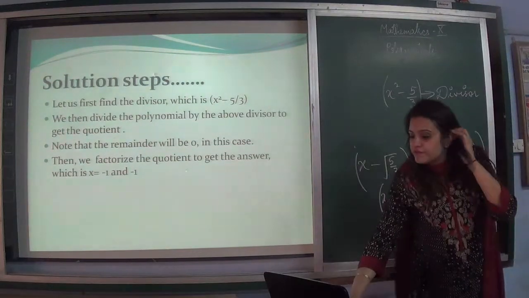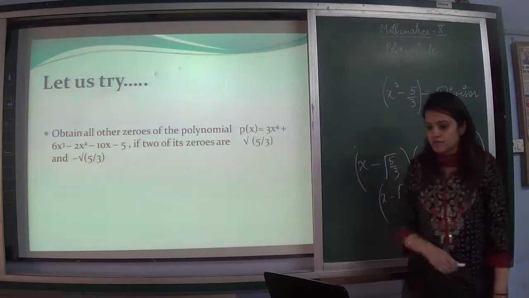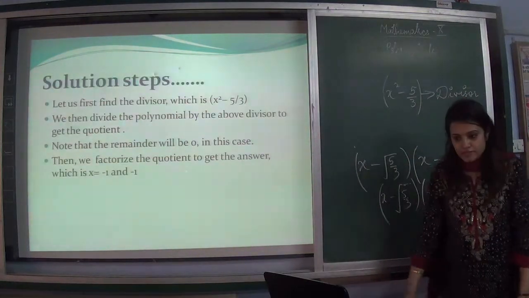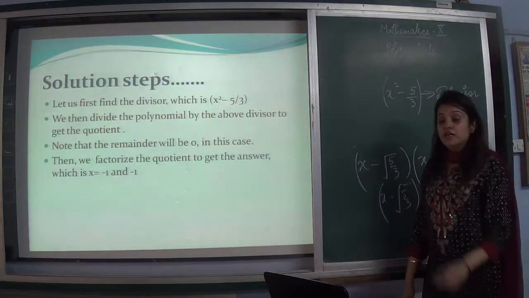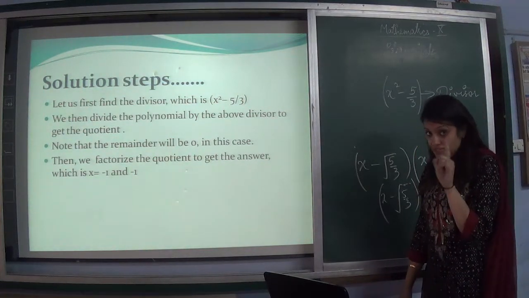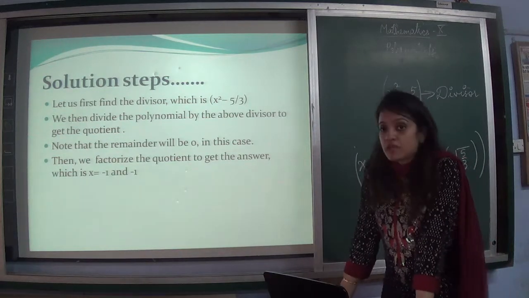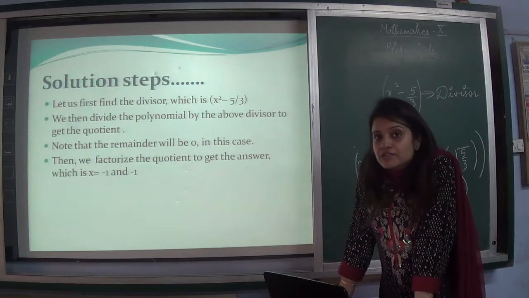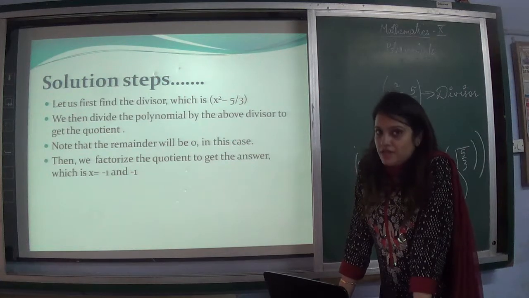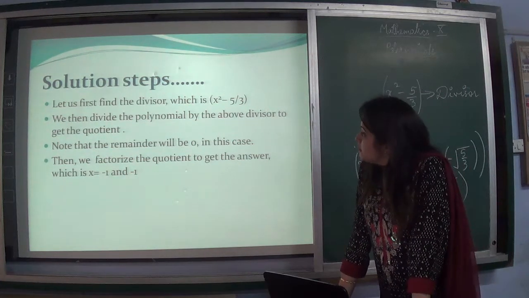Now, we divide the given big polynomial by the divisor and get some quotient. Remember, the remainder will be 0 in this case. That's a check. While solving, if you find that the remainder is not coming out to be 0, check your calculations again. There is no harm in checking them again than to get them wrong. So, note that the remainder will be 0 in this case.